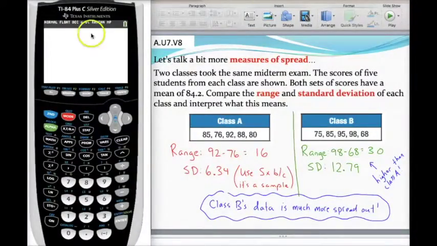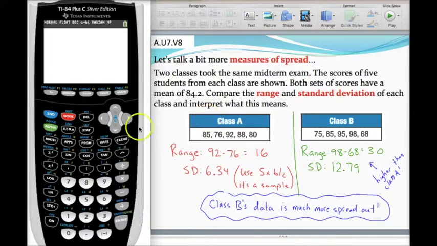Here we have two sets of data that describe the midterm grades of 5 different students from 2 classes. And what we're asked to do is compare the range and standard deviation of each set. Now, one thing that we're told is both have a mean, an average, of 84.2, but what does it mean when we talk about the range and standard deviation? So let's go ahead and take a look and compare those and see what's going on here.